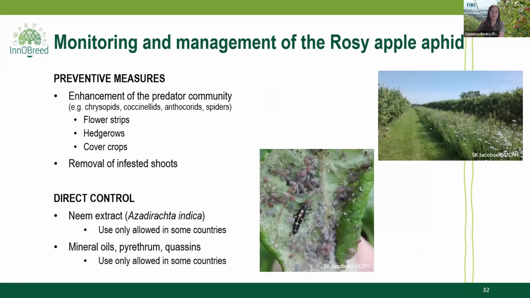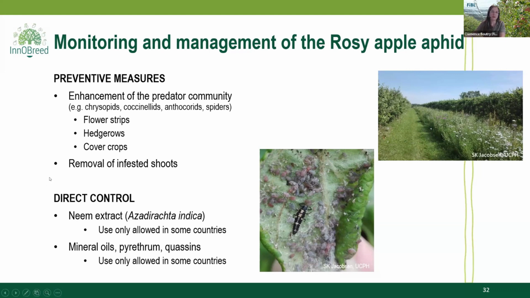What can you do? As for every pest, functional biodiversity is very important. That means enhancement of the predator community, including chrysopids, coccinellids, anthocorids, spiders, through flower strips, hedgerows, cover crops. You can see a ladybug larva feeding on aphids, for example. Also, the removal of infested shoots helps to a limited degree.